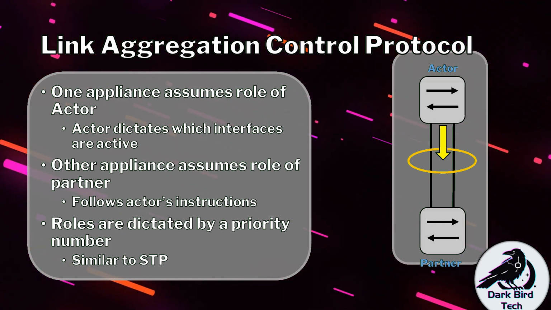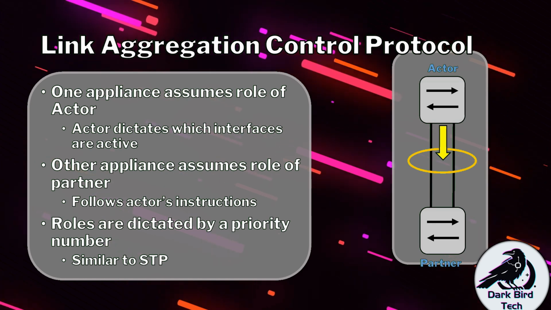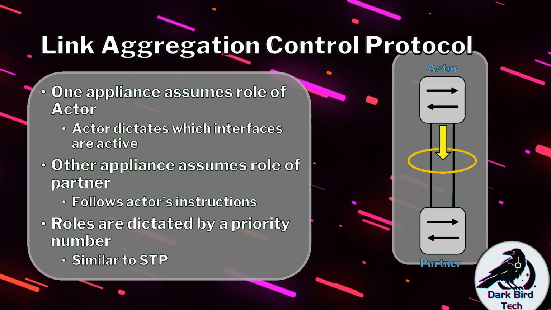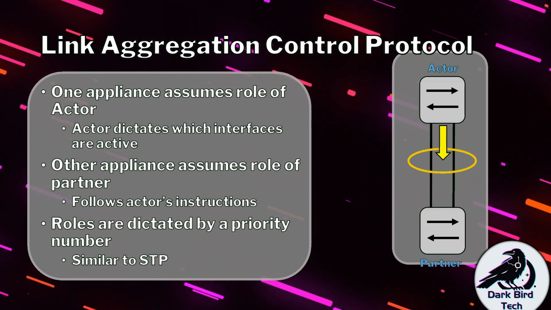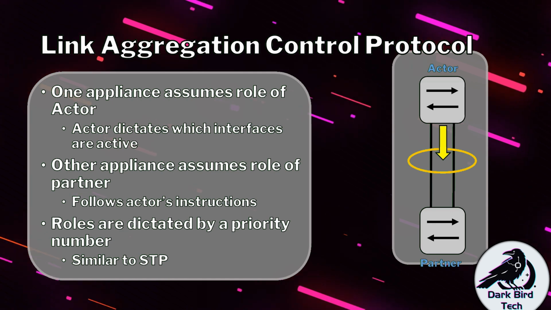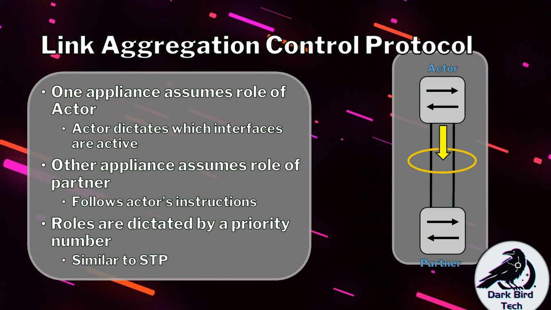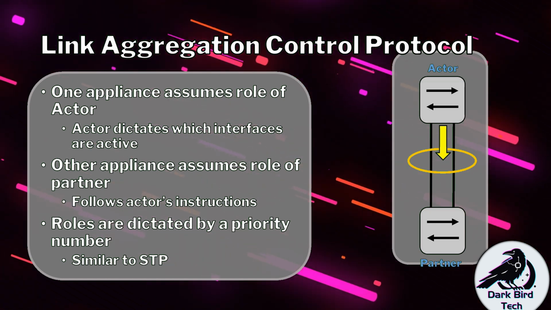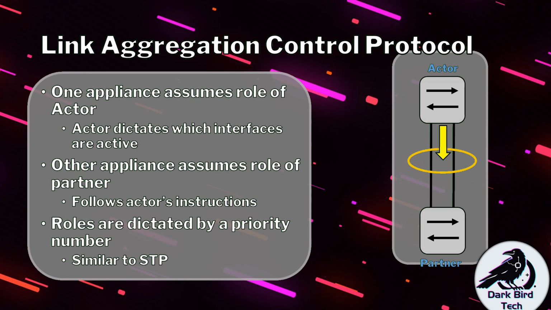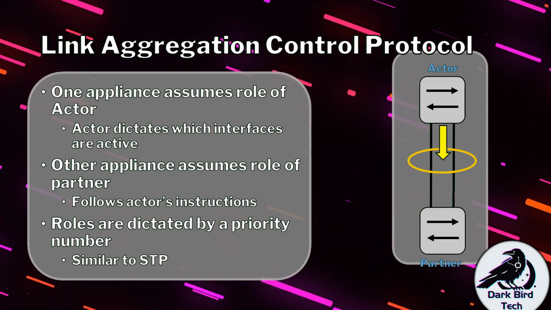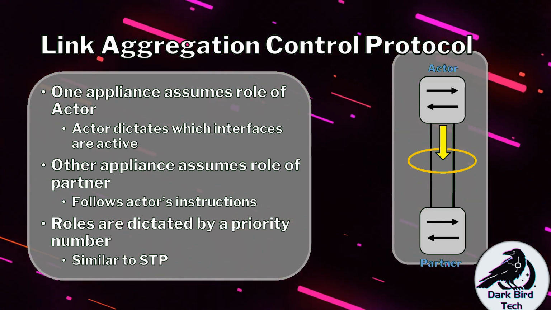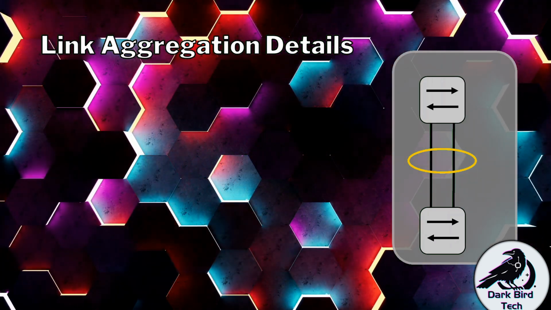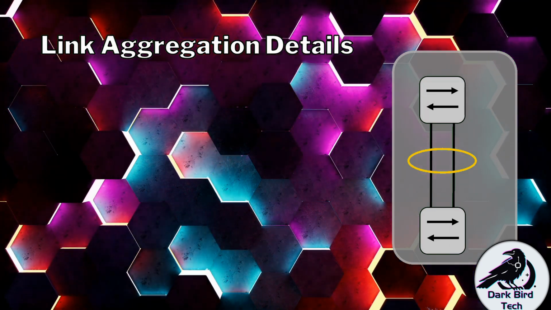Now, one thing to bear in mind when it comes to this actor-partner role, this is going to be per aggregated link. So even though that switch at the top there is the actor, if it had a connection to another switch, besides the one at the bottom there, that other switch might have a better priority, and in that relationship, it might be the partner. So this is a per link role, not a whole topology role as with spanning tree protocol and the root bridge or switch. Now, link aggregation details that we need to understand and be comfortable with, otherwise we can very quickly lose track of what's going on.